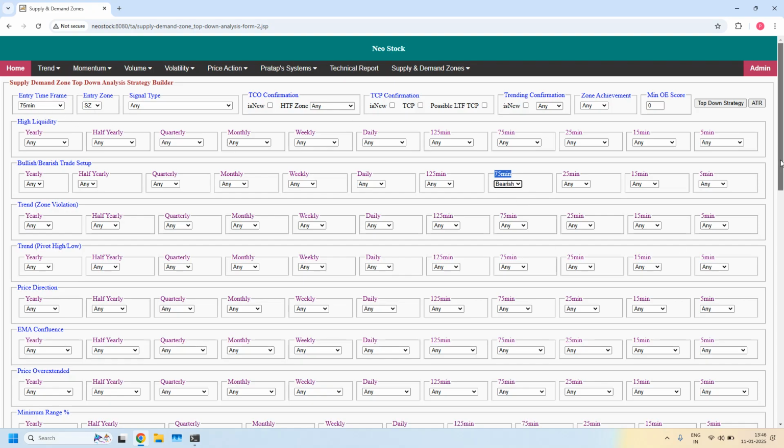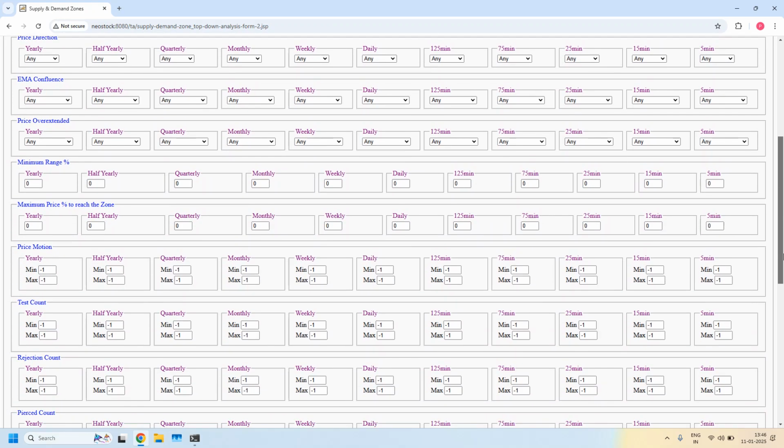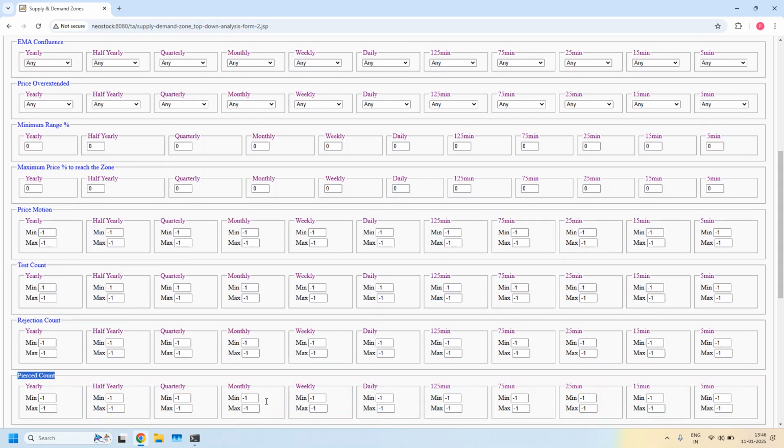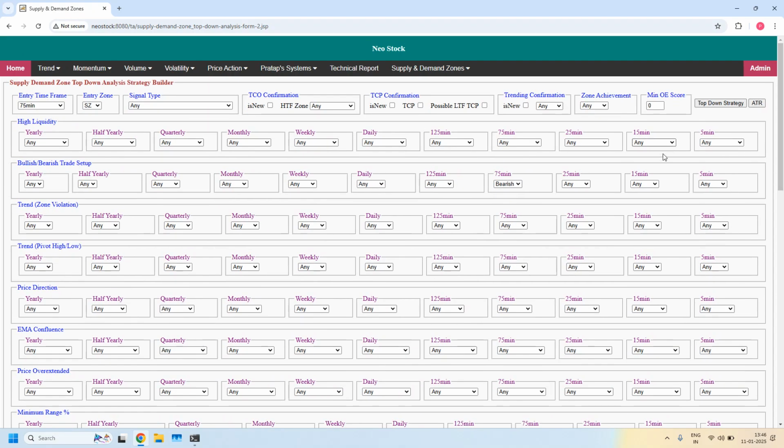First filter is the 75 minute supply zone should not be pierced. So that's why in the pierced count parameter at the 75 minute time frame, I am setting minimum value 0, maximum value 0. That means the 75 minute supply zone should not be pierced because pierced count should be 0. And for zone achievement, the 75 minute supply zone should have violated opposing zone achievement. And also the 75 minute supply zone should have a minimum odd enhancer score of 12 or above. That's why all the 3 filters are applied to the 75 minute supply zone.